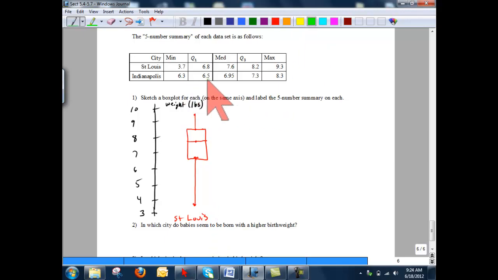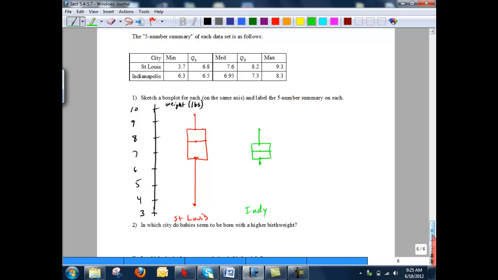Now for Indianapolis, I'll take the 5 numbers and do the same thing, only notice that these numbers are much closer together than what the St. Louis numbers were. So 6.3, 6.5, 6.95, 7.3, and 8.3. Numbers like this. So draw the box, split the box, add the whiskers, and label it Indy. Box plots are typically used in multiple displays like this.